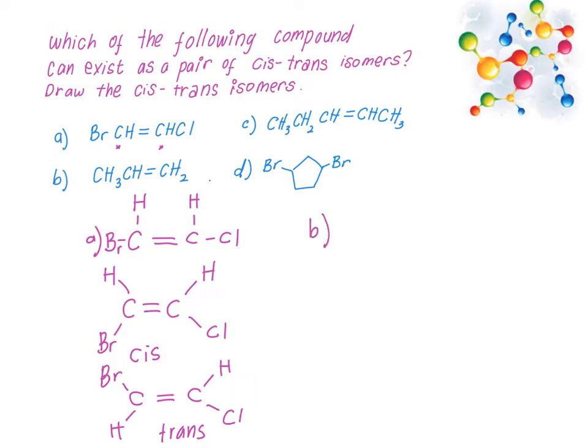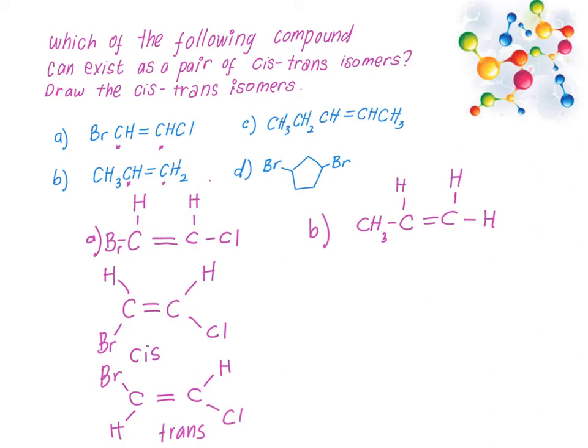Okay, structure B, I'm going to focus on C double bond C. The first carbon is bonded to hydrogen and CH3. The second carbon is bonded to hydrogen and also hydrogen. So now we're going to check. The first carbon is approved since it is bonded to two different groups. This is one group, and this is another group of atom. But as for carbon number 2, it is bonded to the same group or same atom.